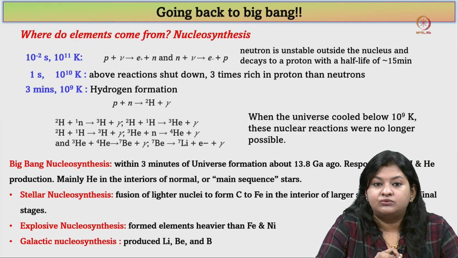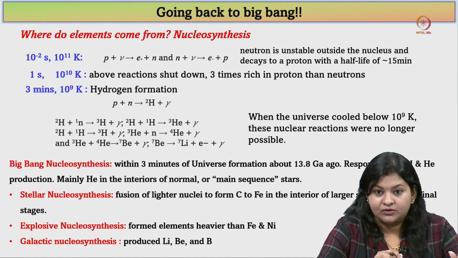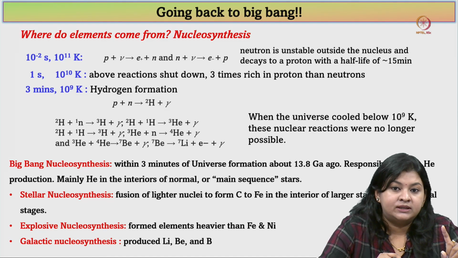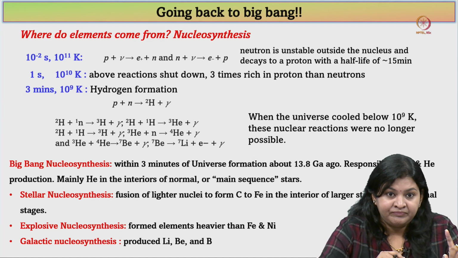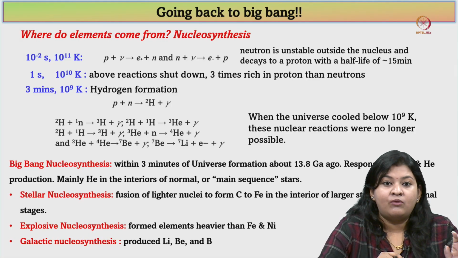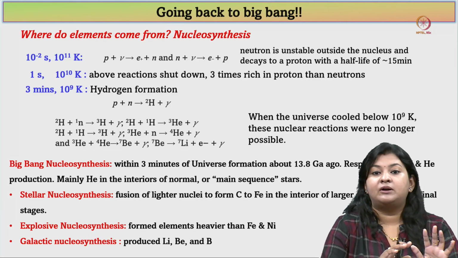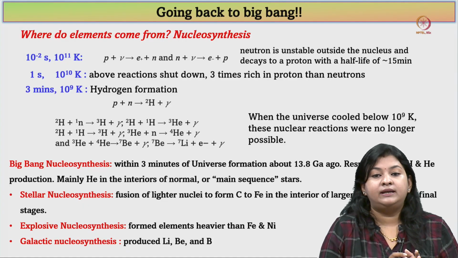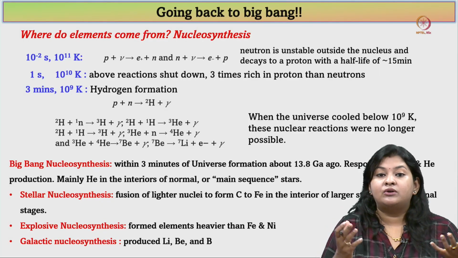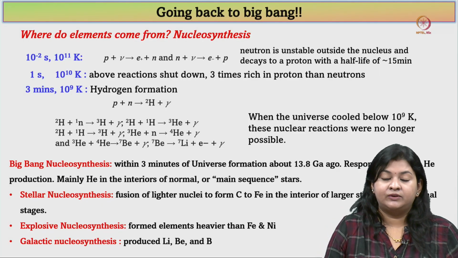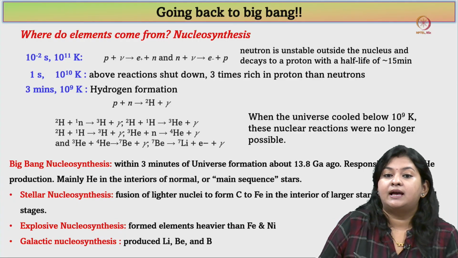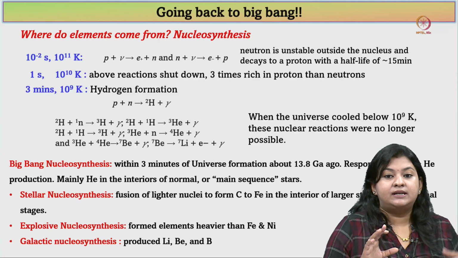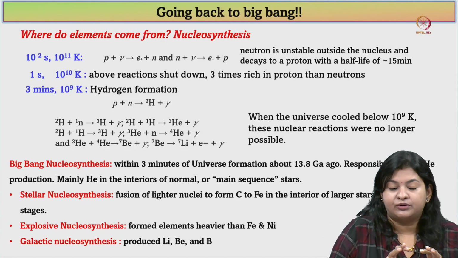From 10 to the power minus 2 seconds we come down to 1 second. It is only 1 second past the Big Bang. And what do we have now? The temperature is around 10 to the power 10 Kelvin, and all the above reactions have shut down. All the subatomic reactions have shut down, and now we are left with just the protons and the neutrons. We have 3 times as many protons as neutrons. So, we are left with a lot of neutrons and a lot of protons.